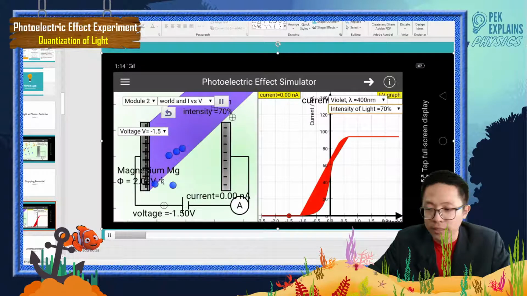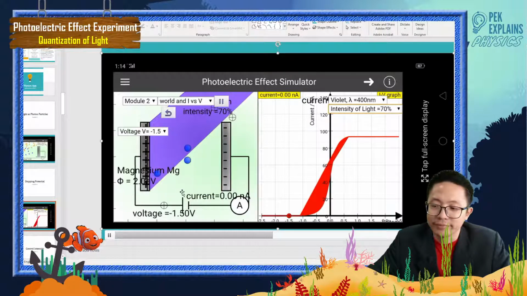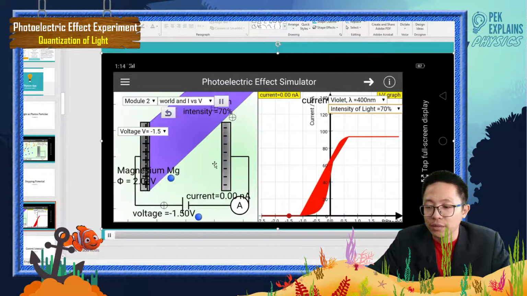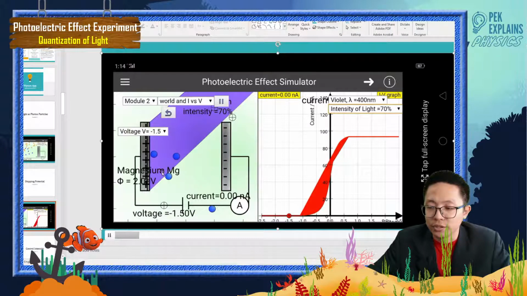You see the electron ejected. Where does it go? Does it reach the anode? No, it does not reach the anode. It is being repelled back. So no electron can reach the anode. That's why the current is now 0 at this stopping potential. You see, it tried to go but it cannot reach. It's all being repelled. This is what we call the stopping potential.